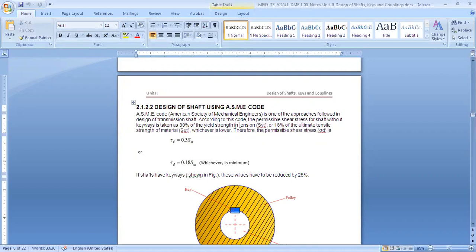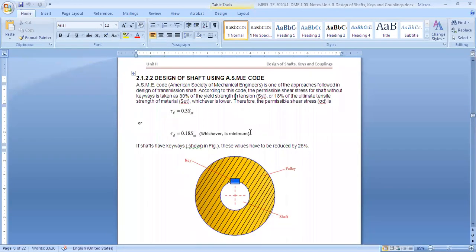So for that, ASME, the American Society of Mechanical Engineers, has proposed a design of the shaft. Not a formula, but a procedure. So what they are doing now, the first step of the ASME code is the allowable shear stress, like the permissible shear stress.